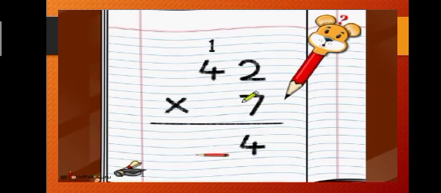Now again we multiply 7 4s. Don't look at this small number while multiplying. The addition we have to do later on. So we do 7 4s are 28 plus 1. 28 plus 1 is 29.